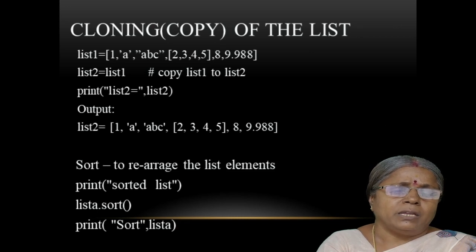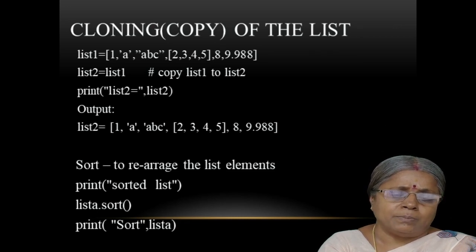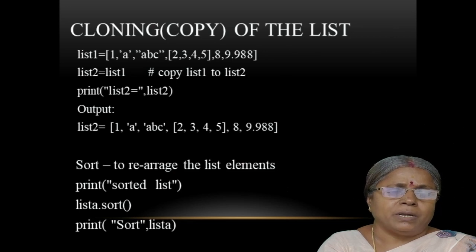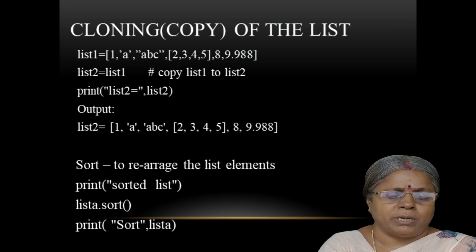Here is an example. List 1 contains some set of values. Then we can write a statement as list 2 equal to list 1, that is, assign the value of list 1 to list 2. That is called cloning or copying one list to another list.